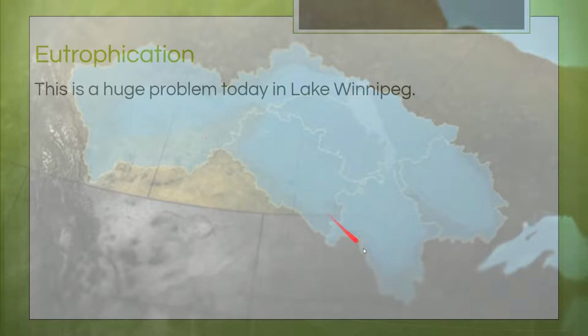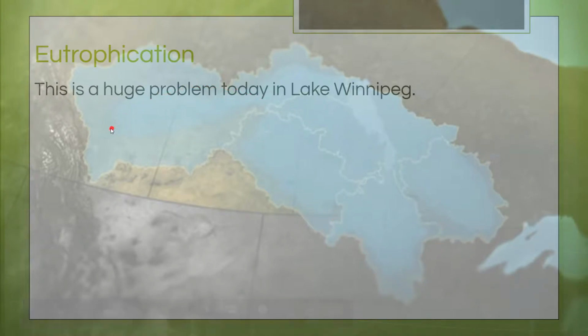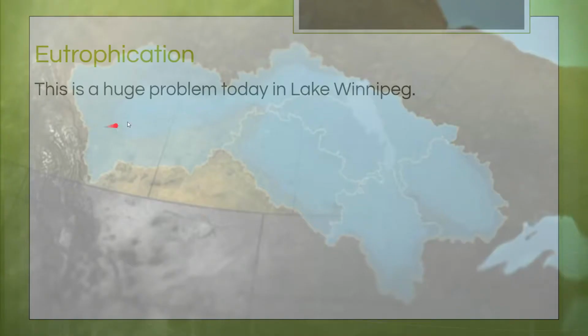So all of that, this is what's called a watershed. All the water from these areas, you can imagine all the agricultural land all the way around here, okay, all dumps back into Lake Winnipeg, okay, which has caused the issue that we have in Lake Winnipeg with algal blooms today.